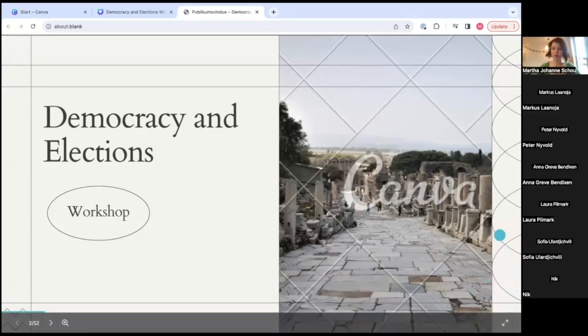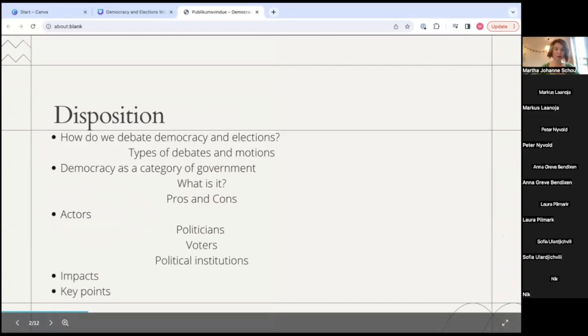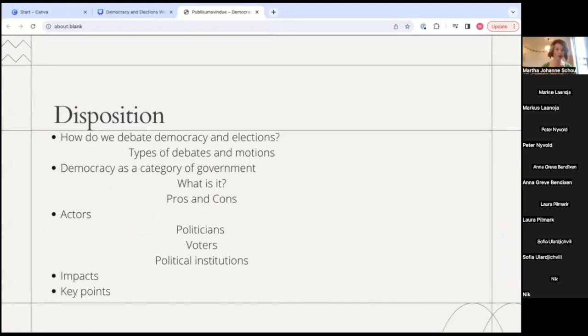I'm going to talk a little bit about how we debate democracy and elections, the types of debates and the types of motions that typically are about democracy and other regime types. And then I'm going to talk a little bit about democracy as a category of government overall, what it is, some pros and cons of democracy in general.